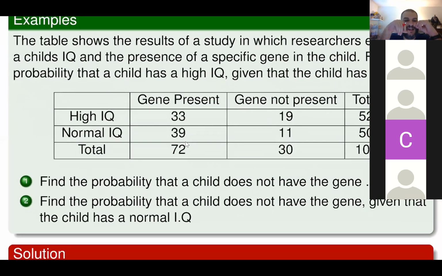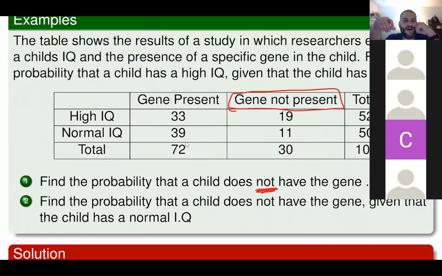So it's the same thing. For one, it says find the probability that a child does not have the gene. So we want them not to have the gene. How many people don't have the gene? 30. And if you look at the sentence, they didn't say anything about given that, so we know it's not a conditional probability. So you just divide it by 102. If I do 30 divided by 102, you get 0.294. And you're all done with number one. It says not present, that's why I'm using this one.